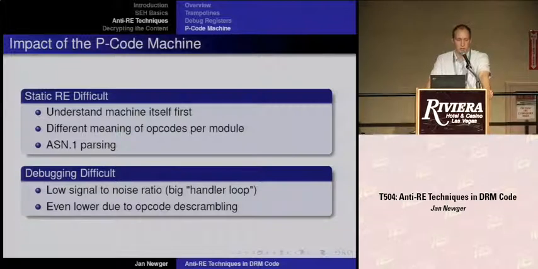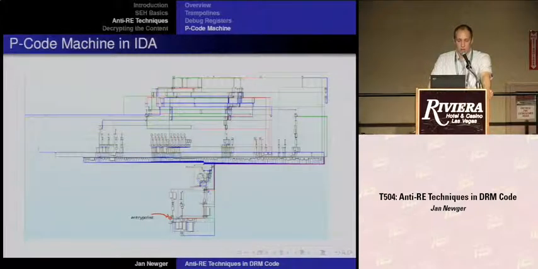So debugging is difficult because you have a low signal to noise ratio, because a P-code machine actually looks like a very big loop, with a big switch statement inside the loop. And this is made even worse by the opcode descrambling with the randomization. And this is actually the graph in IDA of the P-code machine, and on the lower left you see the entry point, and in the middle there are the blue lines. These are all the opcode handlers.